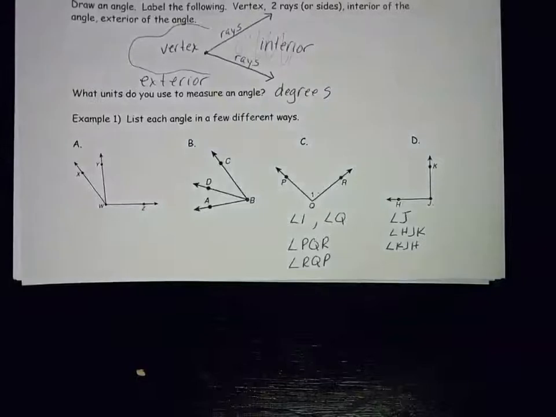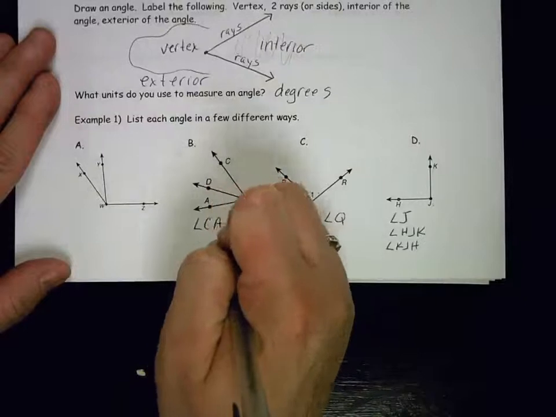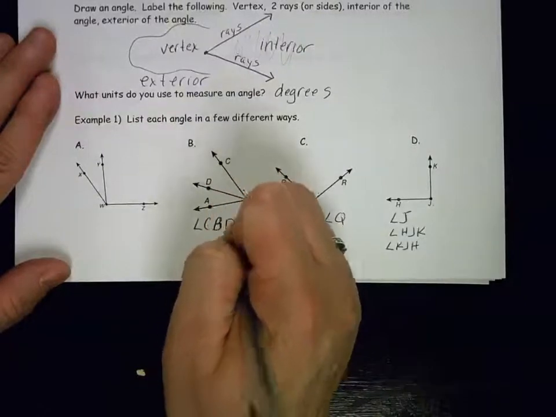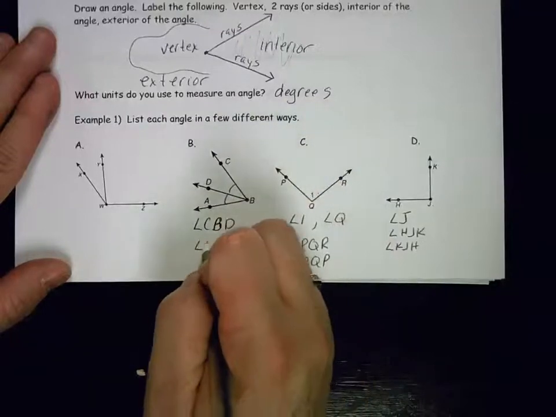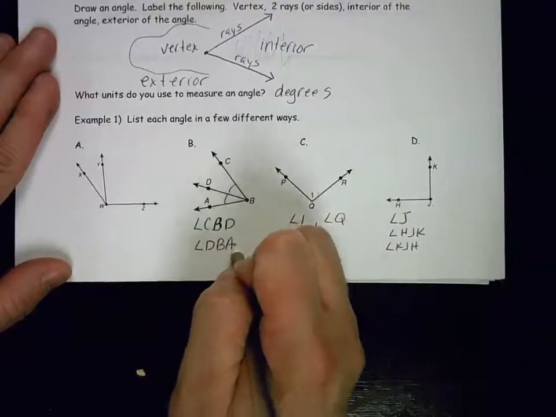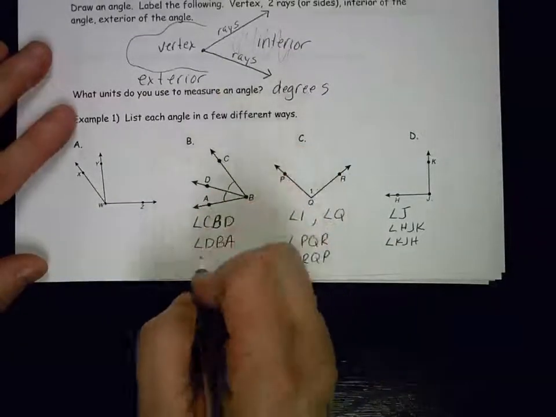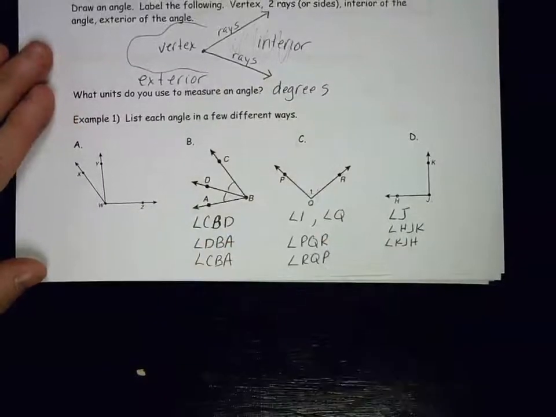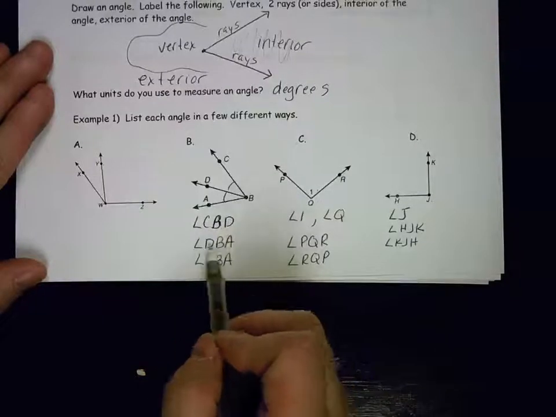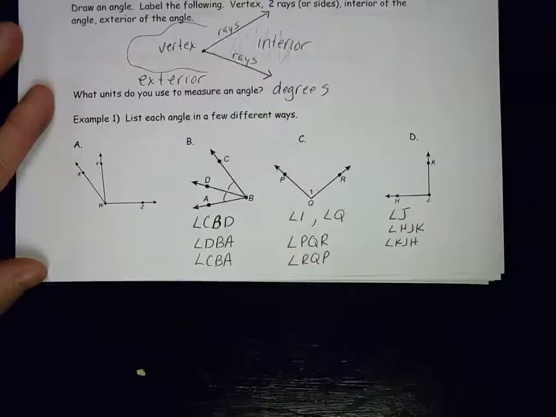Example B, we have three angles here. The one on the top is angle CBD, which is right here. The one on the bottom is angle DBA, and the one big one on the outside is angle CBA. And all of these could be in the opposite order, but B always has to be the vertex.